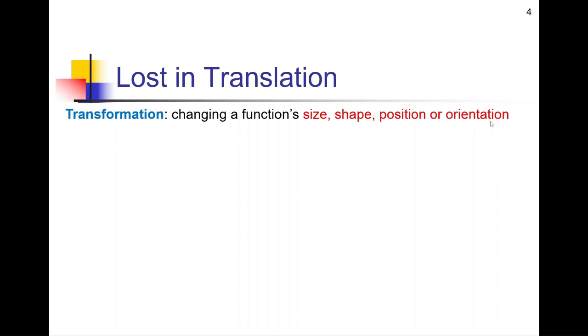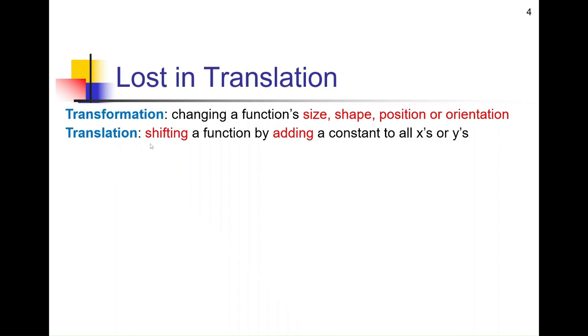We're not going to do much with orientation in this lesson. That would be talking about rotations, but it's also a thing. So the one we're going to talk about right now is the one dealing with position, and that is called a translation. A translation is going to be something that is shifting a function by adding a constant or subtracting, that's like adding a negative, to all of the x's or all of the y's or both.